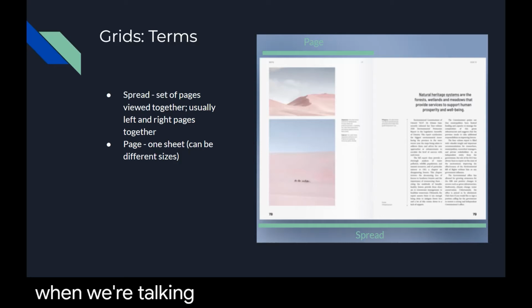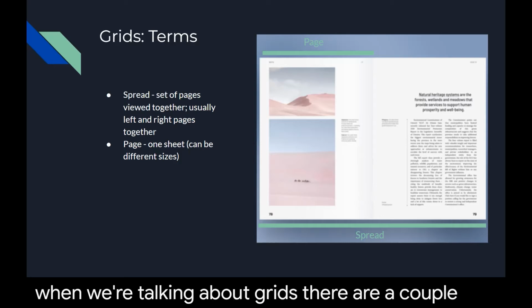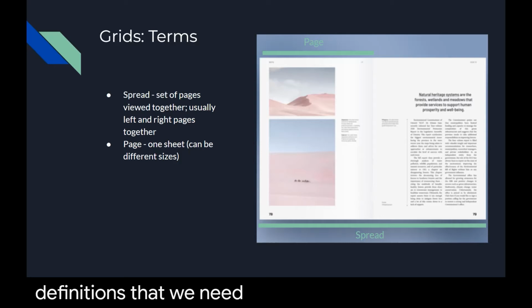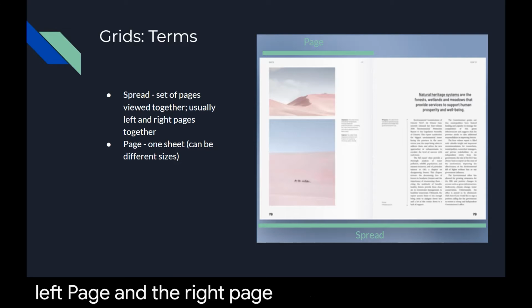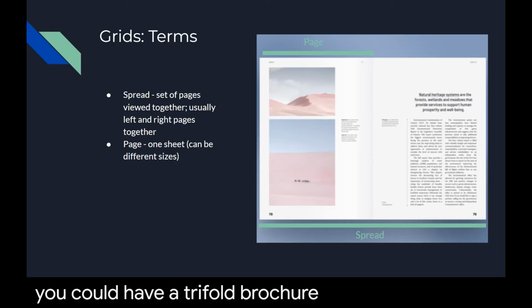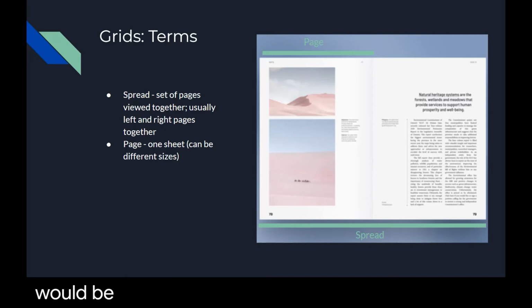So when we're talking about grids, there are a couple of definitions that we need to know. The first is a spread. A spread is two sets of pages that are meant to be viewed together. If you were to take a magazine and open it up, you're going to have the left page and the right page. Together, these make your spread. Now, a spread could be larger than that. You could have a trifold, a brochure, and so the spread would be all three pages linked together.